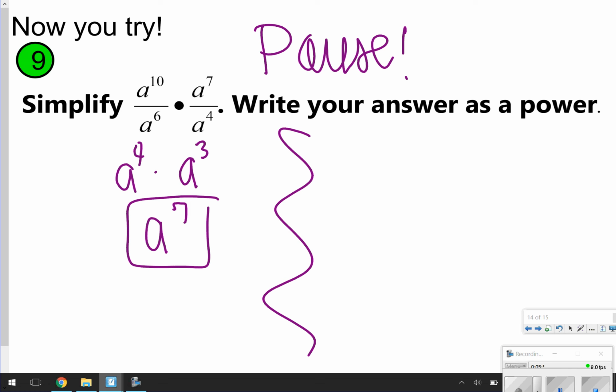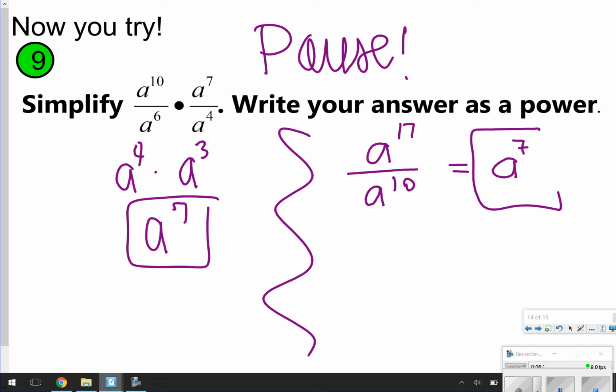The other way you could do it is adding as you go and then subtracting. A to the 10th times a to the 7th is a to the 17th, and a to the 6th over a to the 4th is a to the 10th. Again, what we just learned, if you have the same base and written as a fraction, you can subtract. So that will be a to the 7th power. Either way would be correct.